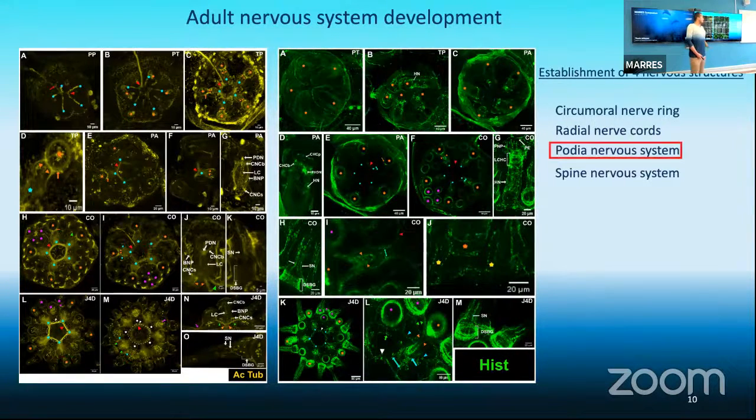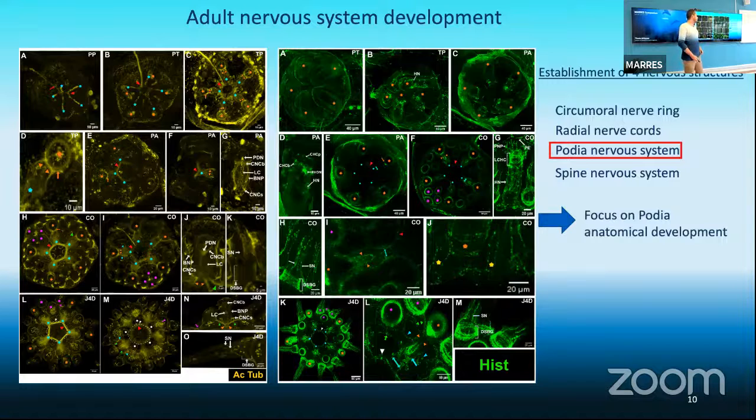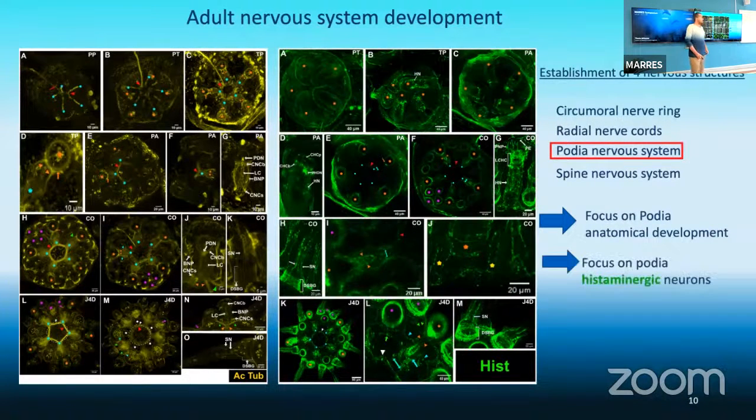And for this presentation, I'm only going to focus on the podial nervous system. So first, we are going to look at the podia anatomical development, and after, I'm going to show you the podia histaminergic neurons development, because I think it's more interesting because it's never been done before for this species.